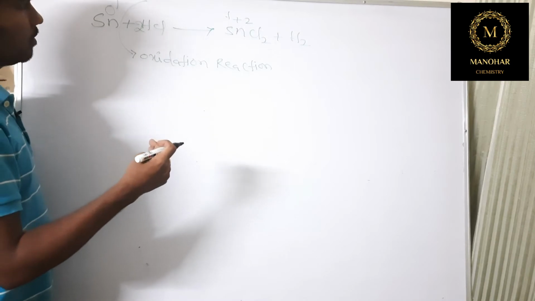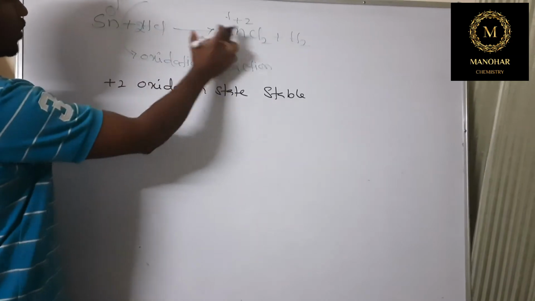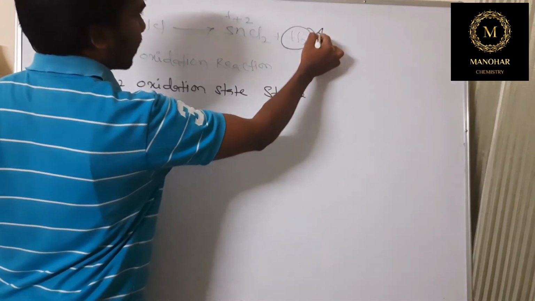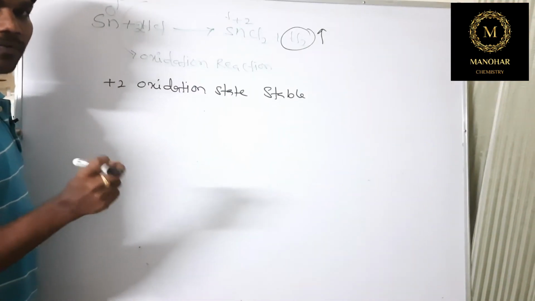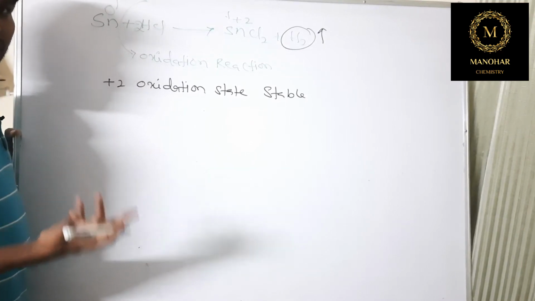Tin belongs to the fourth group elements, the carbon family: carbon, silicon, germanium, tin, lead. In the carbon family we know that the plus 2 state is stable. So here this one is going to form a stable oxidation state, and it is going to release nascent hydrogen, which hydrogen will release instantly, in situ. Such type of hydrogen is called nascent hydrogen.